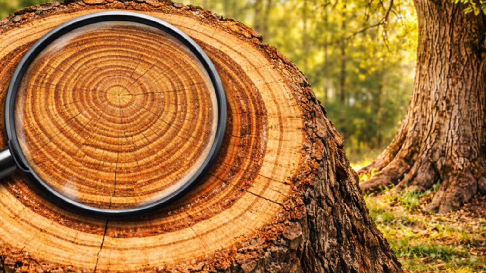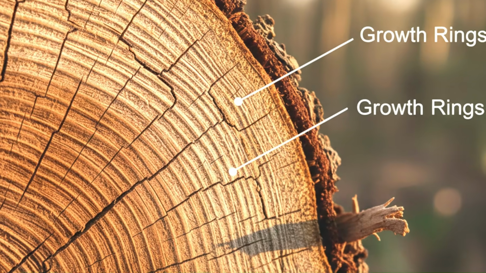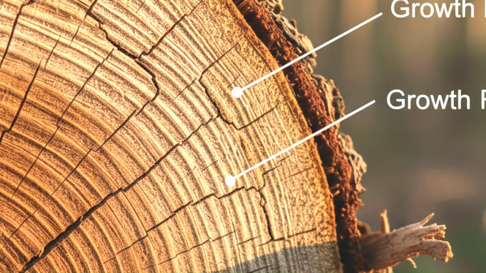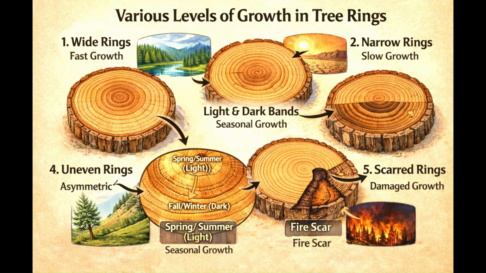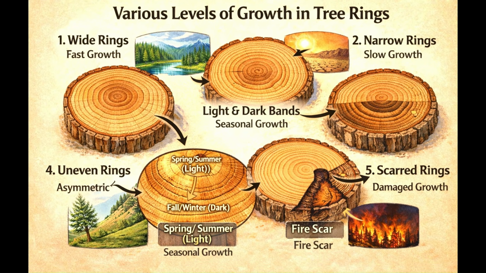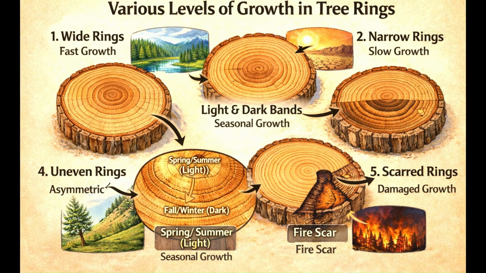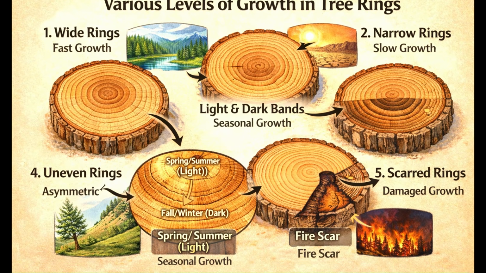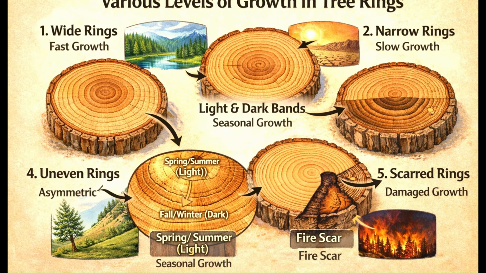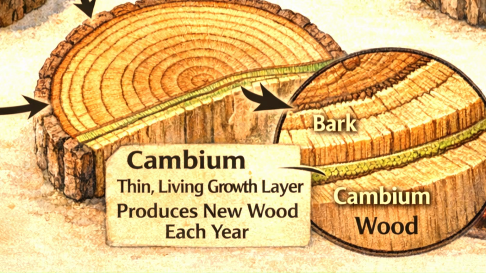These circles are called growth rings, and this is because of the secondary growth in trees. The primary growth is, of course, vertical, but the secondary growth is circular, and these circles form because trees do not grow at the same speed all year through. Inside the tree, there is a thin layer called cambium. It makes new wood every year.